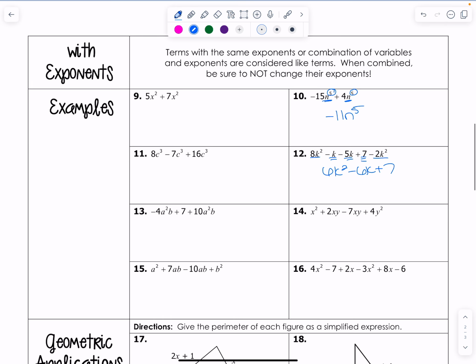And then x squared is just by itself. And my 4y squared is just by itself. But what I can combine is the middle because they both have x and y. So that gives me a negative 5xy.